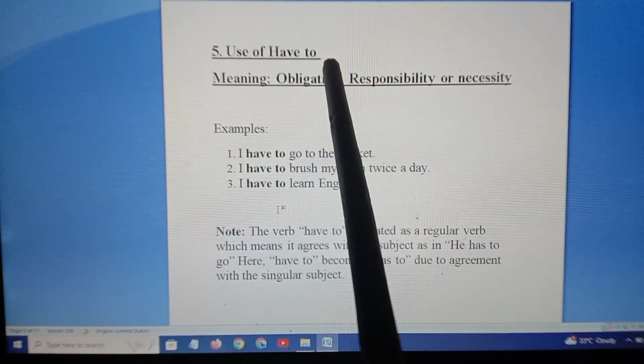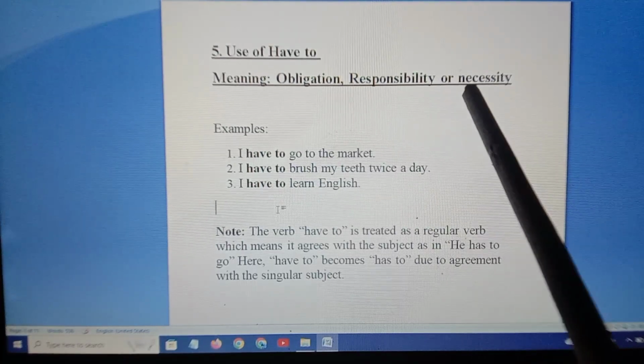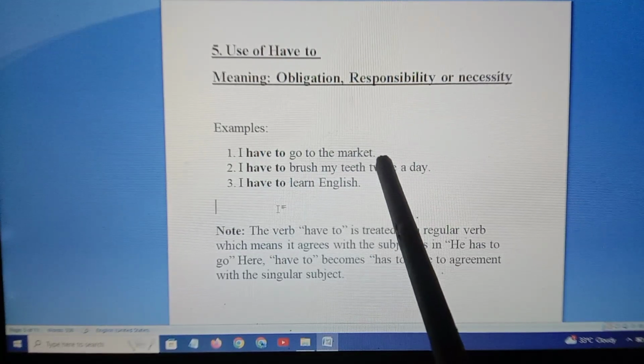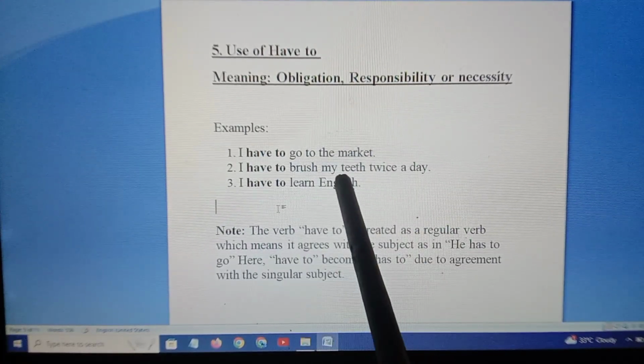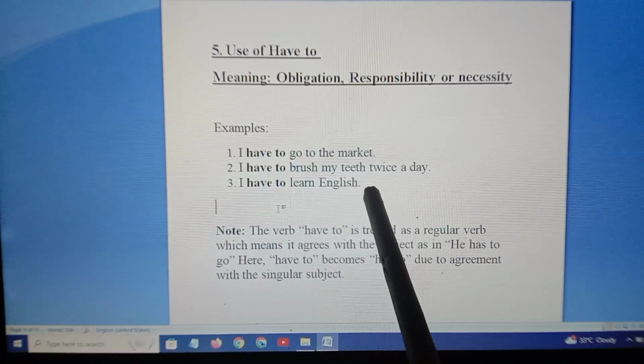Use of have to, meaning obligation, responsibility, or necessity. Examples: I have to go to the market. I have to brush my teeth twice a day. I have to learn English.